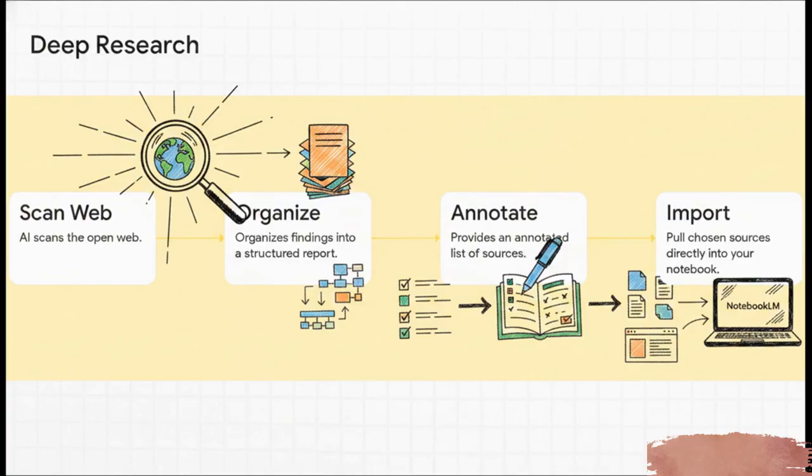Let's trace how this actually changes early inquiry. First, the AI scans the web for your query. Second, rather than just dumping a messy list of links on you, it organizes what it finds into a highly structured report. Third, it provides an annotated list of sources so you can clearly trace exactly where an idea came from. And finally, you get to play the expert judge again. You decide which of those sources actually deserve a closer look and pull them straight into your notebook. It's just a fantastic way to survey the landscape before committing sources to your actual literature review.